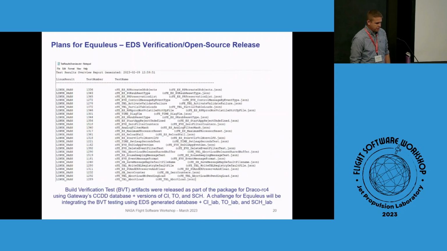So this is a snapshot of the test results overview that we released with Draco RC4. We essentially did this for Draco RC4, but we did so using the Gateway CCDD database and versions of CI, TO, and Scheduler. So that was a good run. And the one challenge for Aquila will be integrating the build verification testing using the EDS generated database and versions of CI Lab, TO Lab, and Scheduler Lab.